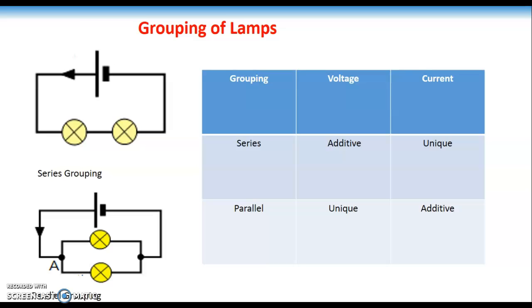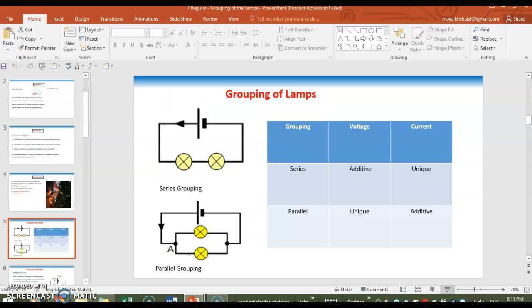So, grouping of lamps. For series grouping, the voltage is additive, the current is unique. For parallel grouping, the voltage is unique and the current is additive. I am going to prove this idea by using the PhET simulation.